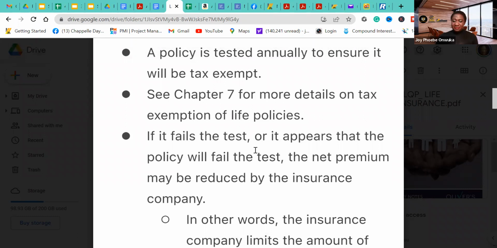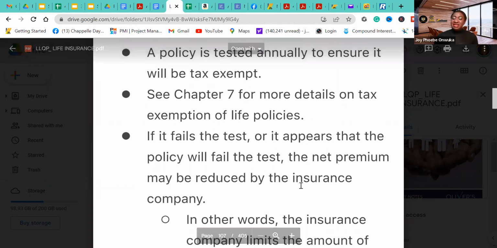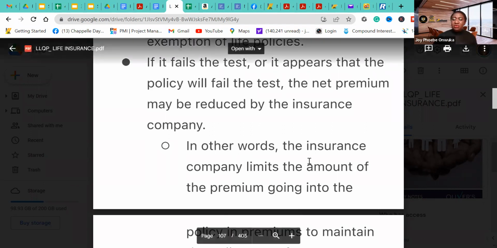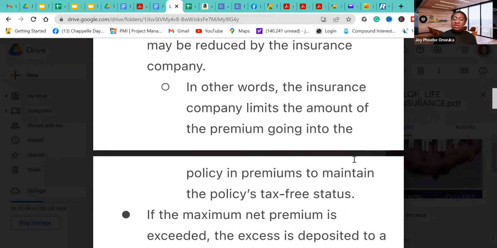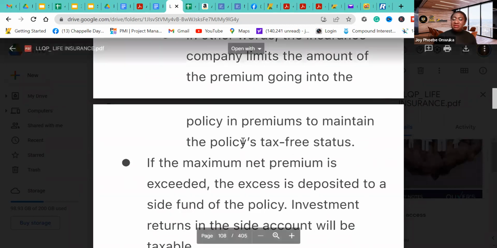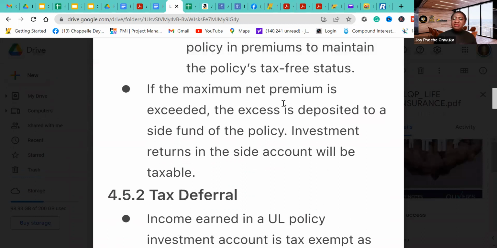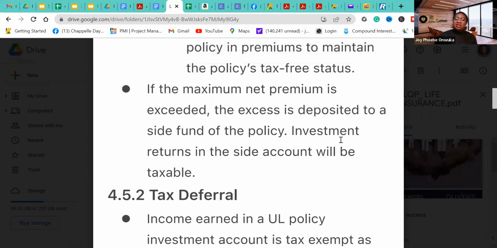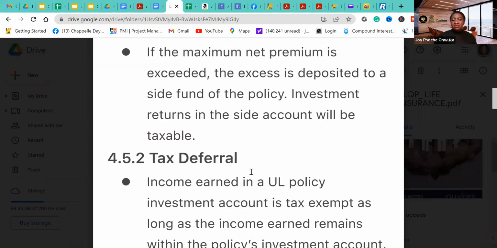If it appears that the policy will fail the test because more money is getting into the plan, then the net premium may be reduced by the insurance company so that the money going into the policy's investment will not trigger taxes. In other words, the insurance company limits the amount of the premium going into the policy to maintain the policy's tax-free status. If the maximum net premium is exceeded, the excess is deposited to a side fund of the policy. Investment returns in the side account will be taxable.